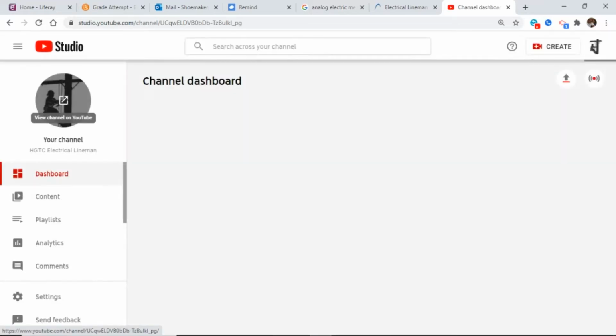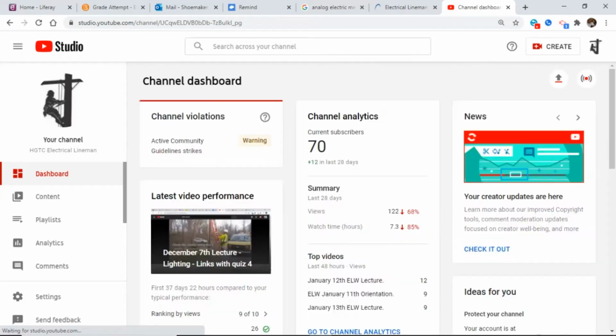Everybody see my screen? Yes. Okay. It's white now, I understand, but it's going to come up to the dashboard, so mine's going to look a little bit different.